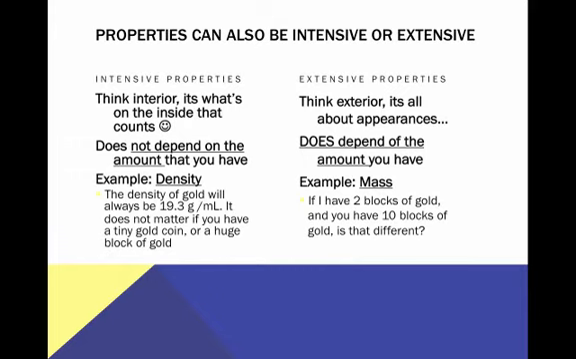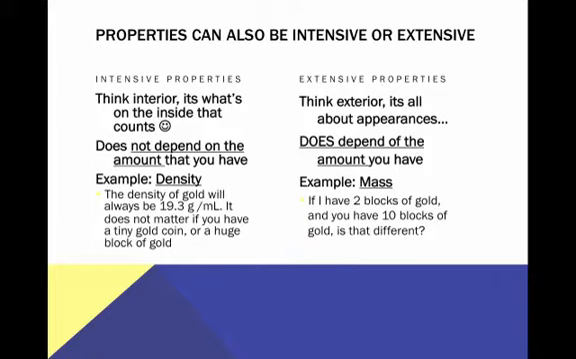Okay, another way we can classify properties is by calling them intensive or extensive. So intensive properties do not depend on the amount of substance you have. Okay, sulfur is yellow, kind of the color of the yellow on my walls. But it doesn't matter if you have a milligram of sulfur or 3 kilograms of sulfur, it's still yellow. So it doesn't depend on the amount you have. Density is another intensive property. The density of gold is always going to be 19.3 grams per milliliter, whether you have a small amount or a very large amount.